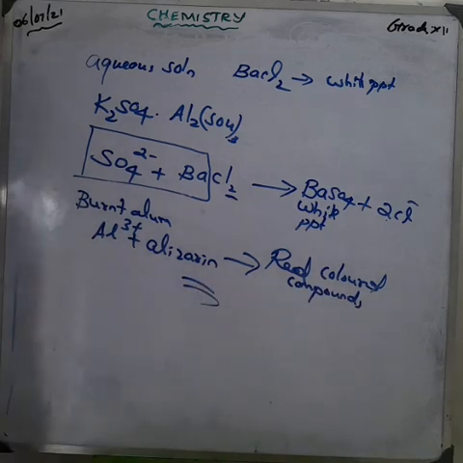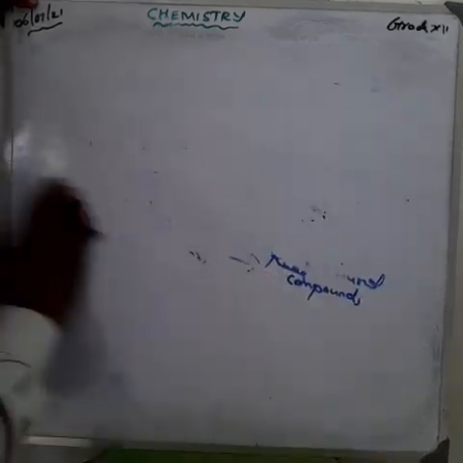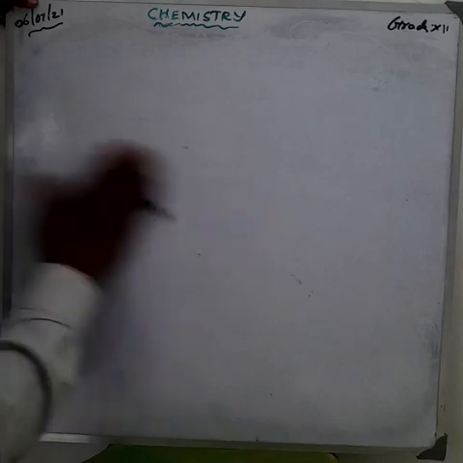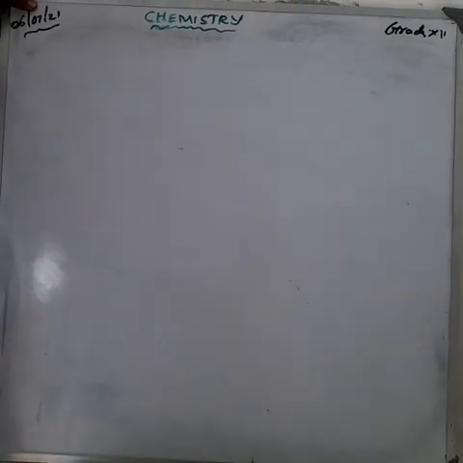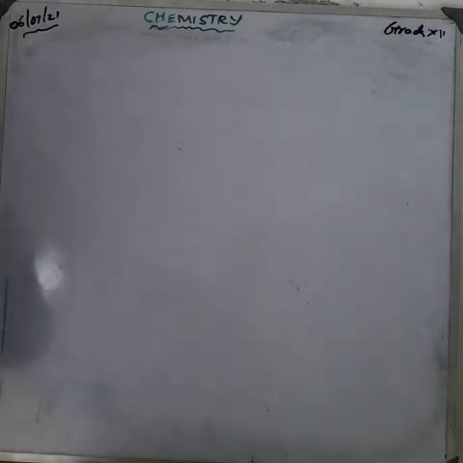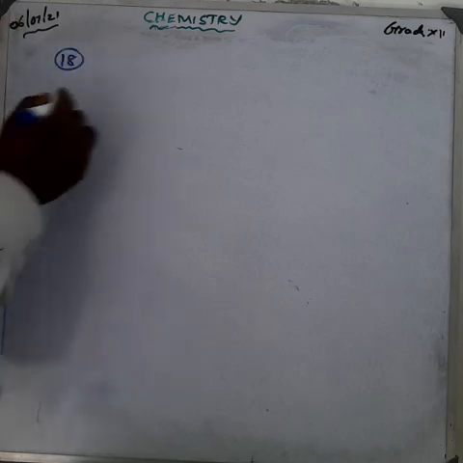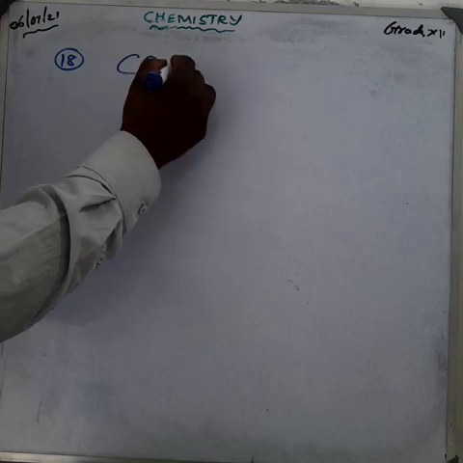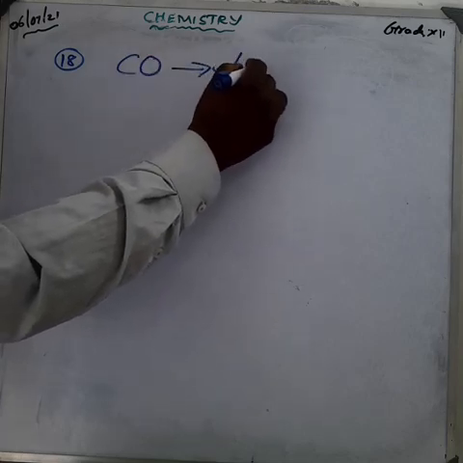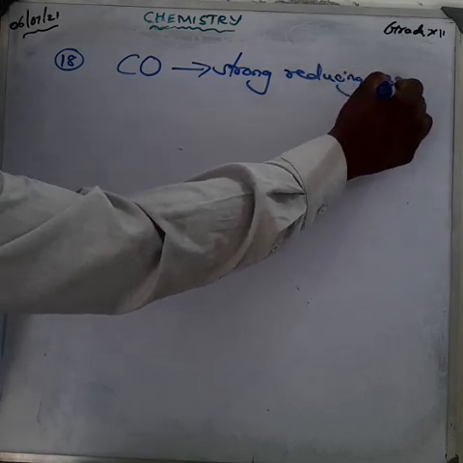Next, our textbook, the last question. Question number 18. Carbon monoxide is a reducing agent. Justify with an example. We know that carbon monoxide acts as a strong reducing agent. Am I right? It's a very good strong reducing agent.